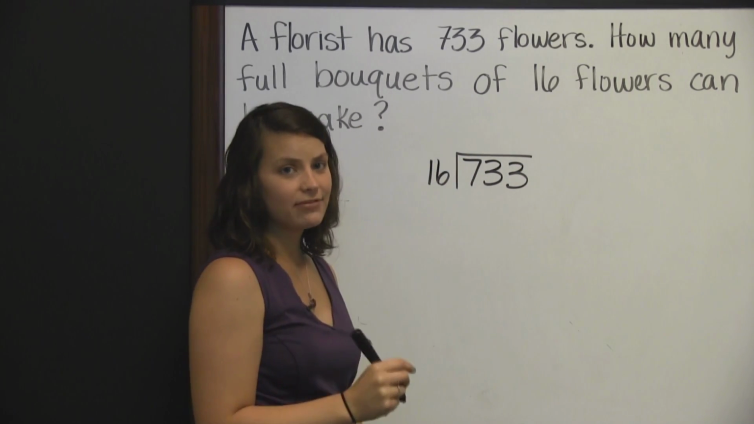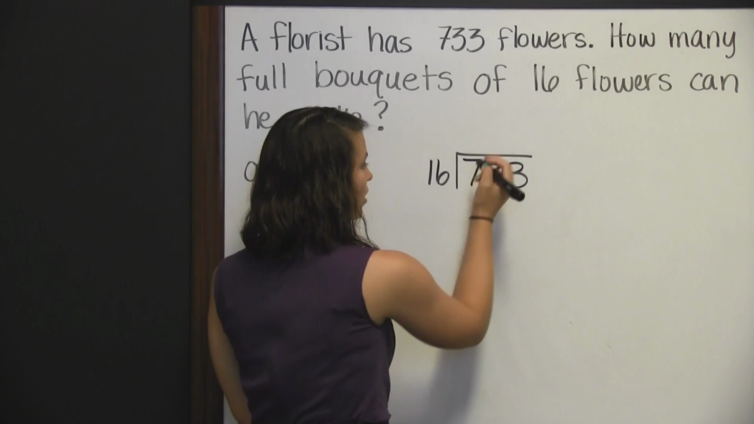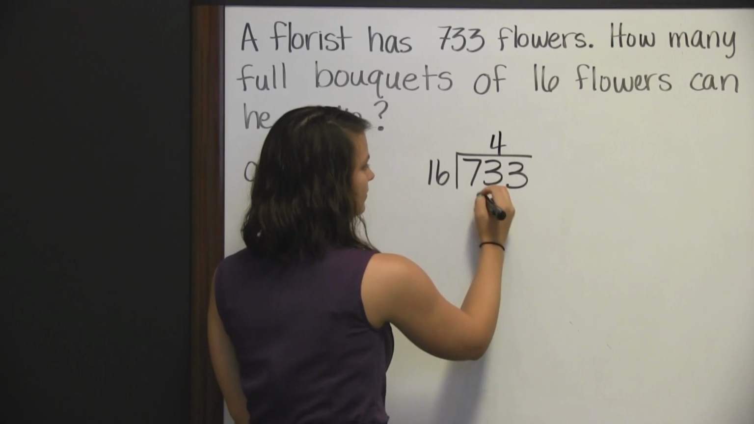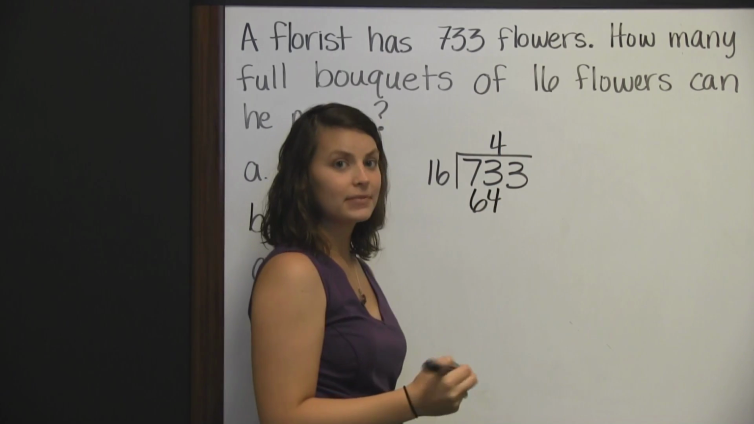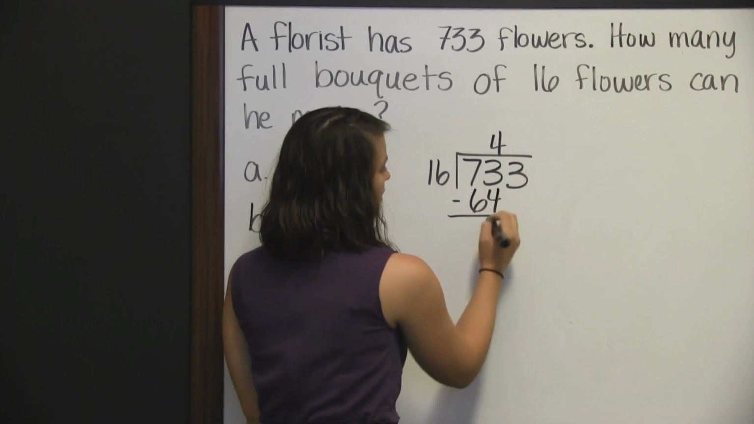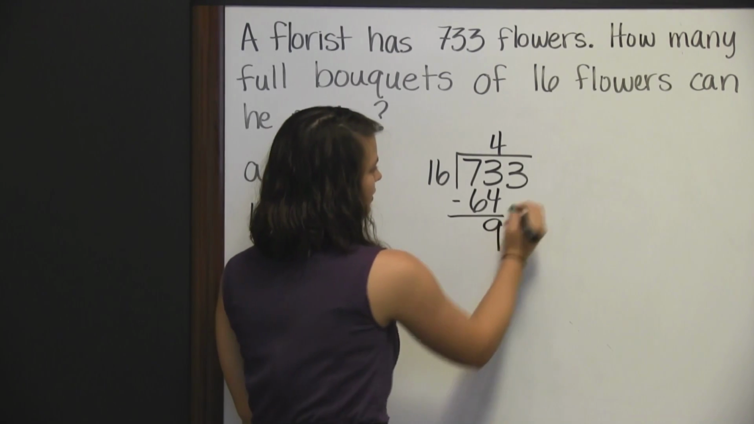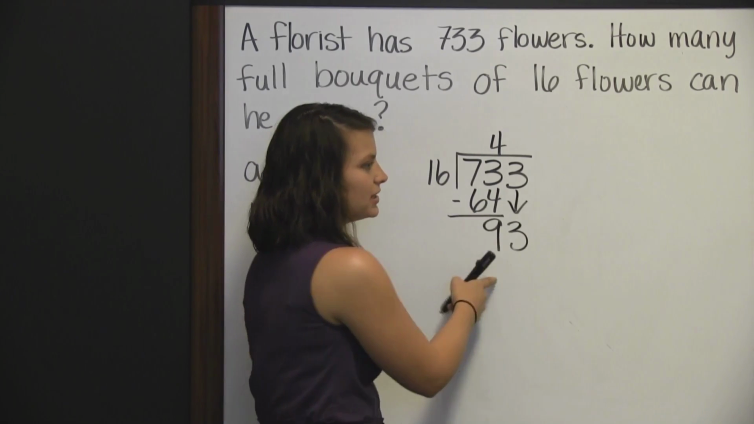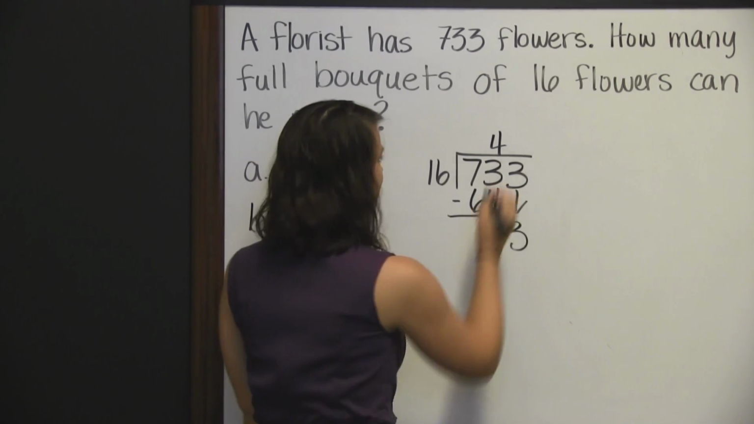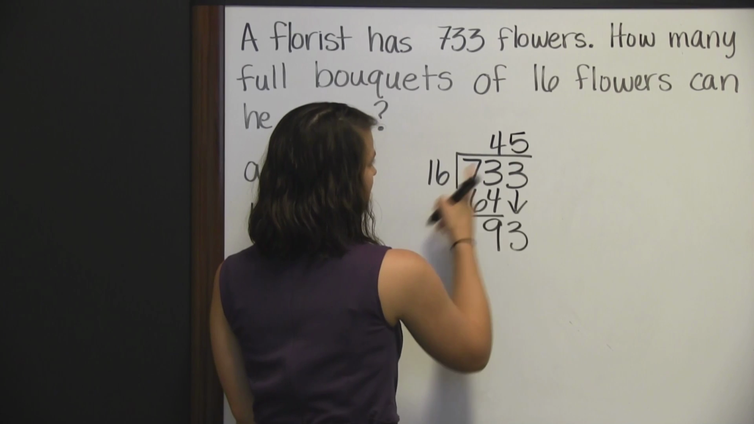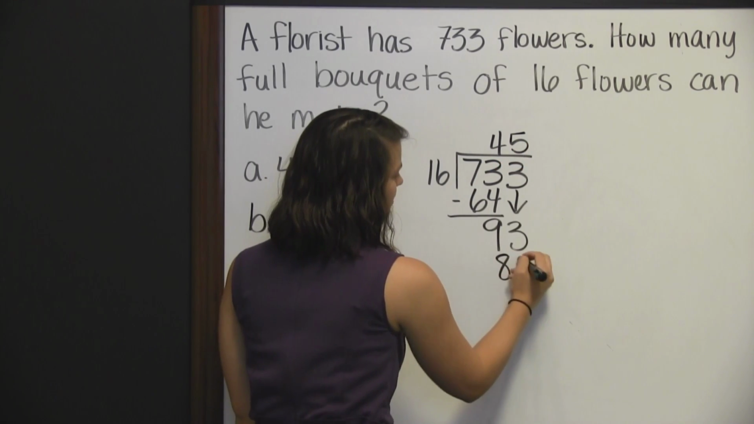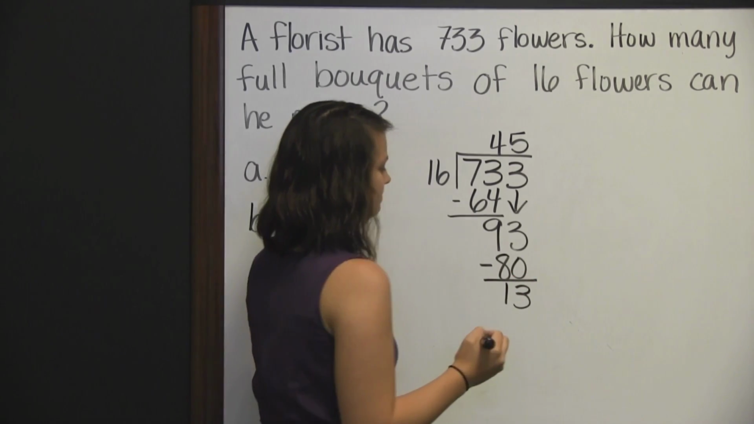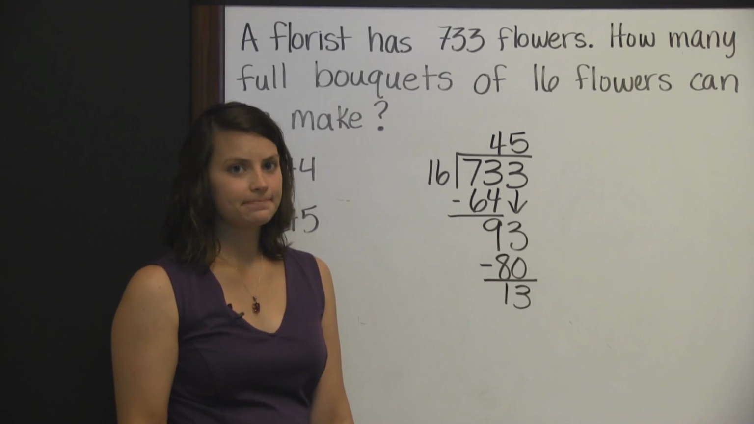16 goes into 73 4 times. 16 times 4 is 64. And then we subtract. And we get 9. Bring down the 3. And 16 goes into 93 5 times. 16 times 5 is 80. We subtract again. We get 13. So we have a remainder.